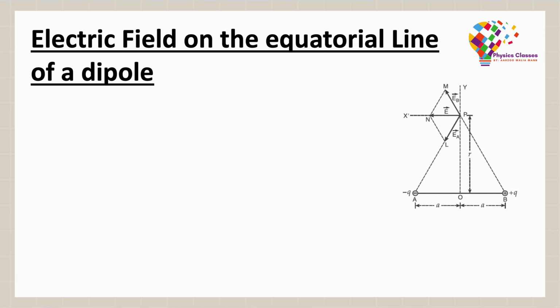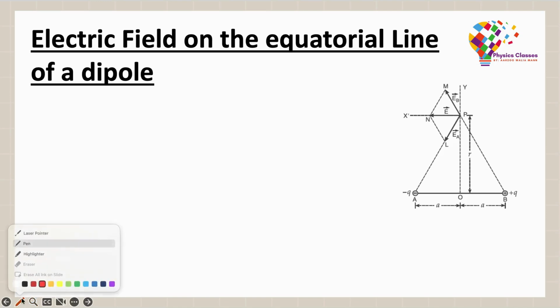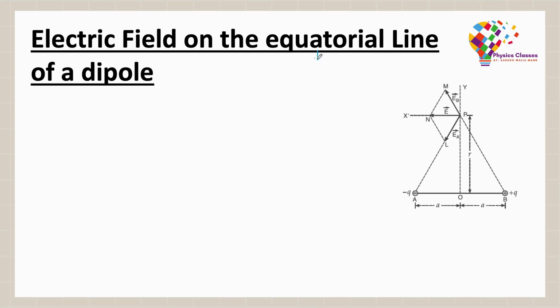Now for the equatorial line, what is this equatorial line? The equatorial line is the line that is perpendicular to the line passing through the centers of the dipole. To the line passing through the centers of the charges, you can also say.